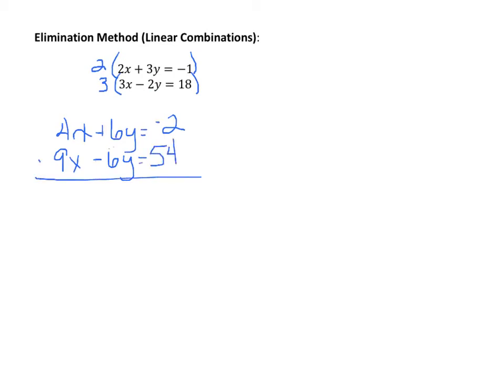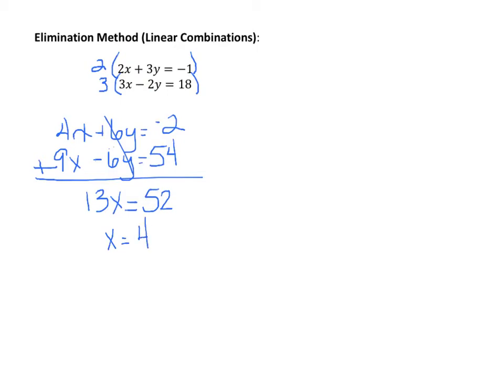Now, when I add these together, positive 6 plus a negative 6 gives me 0. Y is eliminated. 9 plus 4 is 13. That's 13x. 54 minus 2 is 52. Solve for x means I divide by 13. And I get that x is equal to 4.